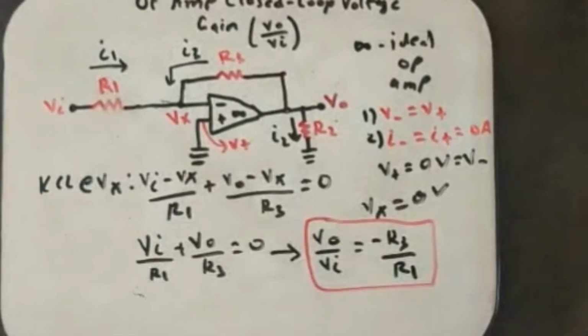So that's it for op amps and how to find the closed loop voltage gain, how to derive them using KCL. Always just do KCL with op amps. It's the easiest way. And I hope you learned something new and enjoyed learning it.